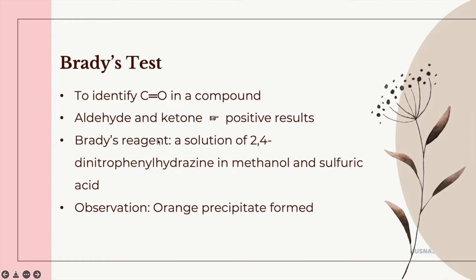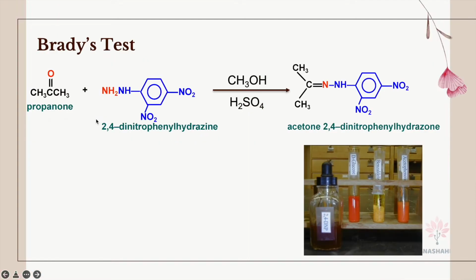The Brady's reagent that we use in this test is 2,4-dinitrophenylhydrazine in methanol and sulfuric acid, which means it must be in acidic condition and in the presence of alcohol. If there is C=O in the compound, an orange precipitate will be formed. For example, the ketone here reacts with 2,4-dinitrophenylhydrazine in methanol and acid, so the orange precipitate will form.